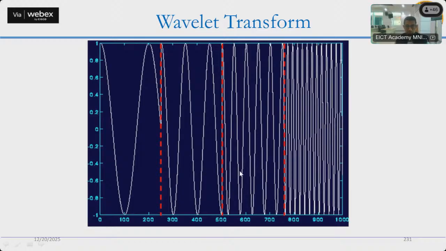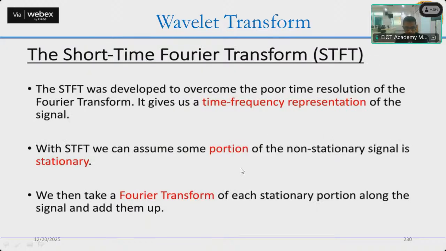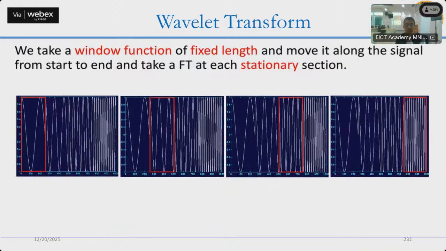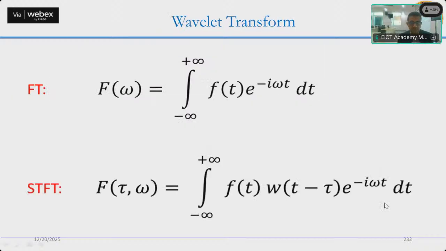So this has been shown here. What you are able to see is that we take a window function of fixed length L and move it along the signal from start to end and take a Fourier transform at each stationary section. So this is the formula, the formula of the Fourier transform as we have been told.